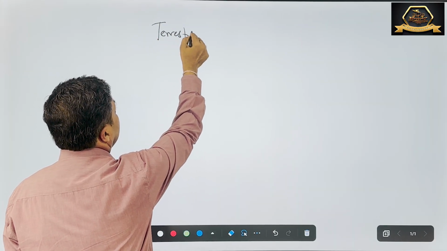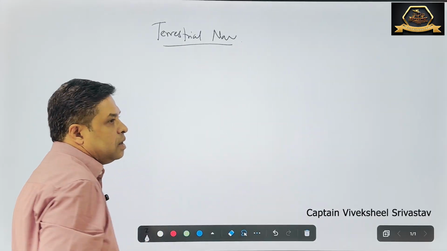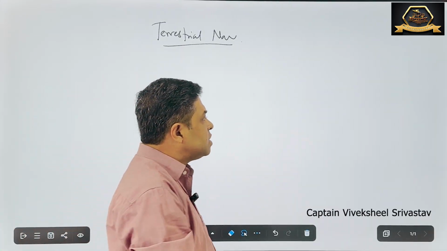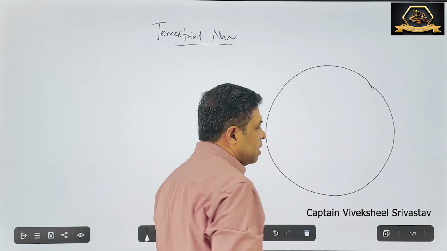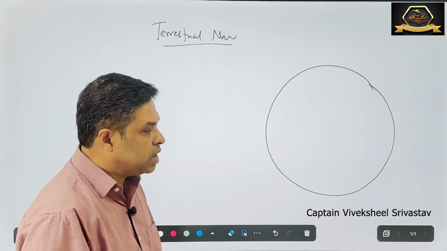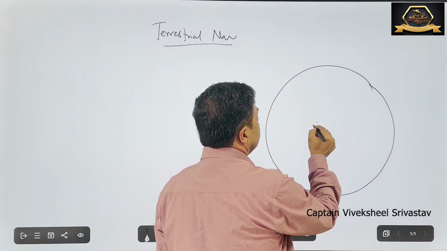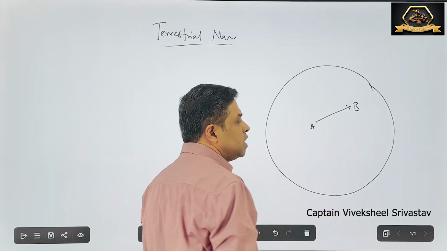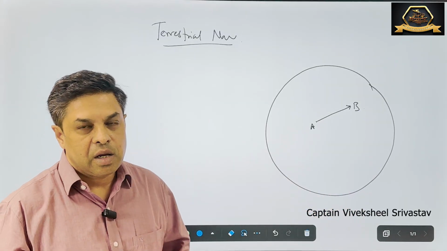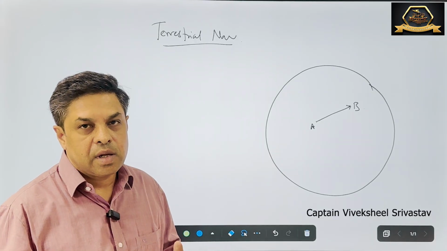Today we'll be talking about terrestrial navigation. Terrestrial means Earth, right? So, navigation on the face of the Earth. Now, as you know, Earth is a sphere. So, navigating from point A to point B on the face of the Earth, how will you go about it?